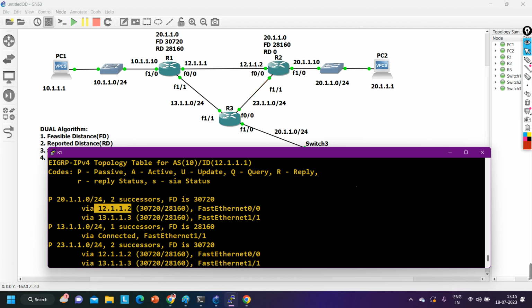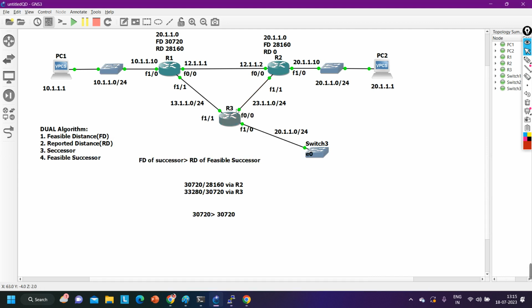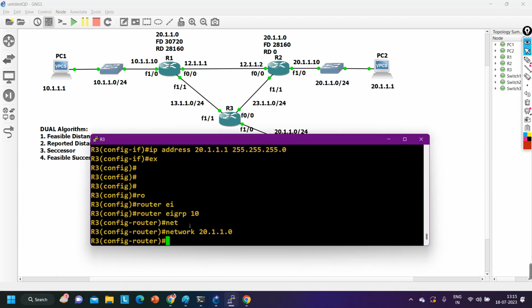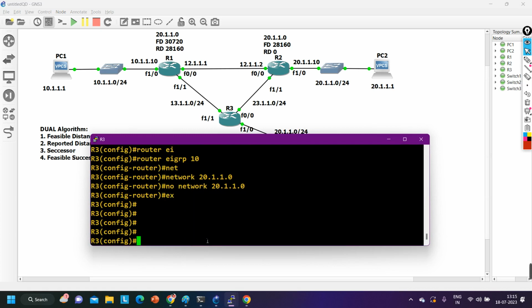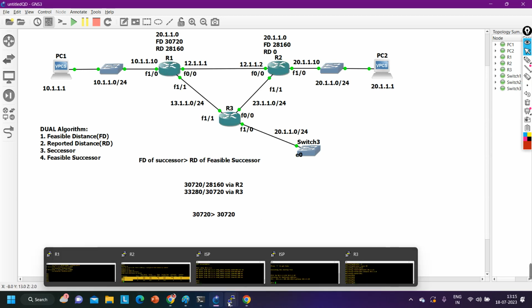Getting my point? See guys, let me do one thing. First of all, I am going to bring down the network which is running on router 3. I'm going to remove this command from here, say no. Now router 3 is not advertising any 20 network, only router 2 is advertising. Done. So again router 1 has two paths: one is via router 2 directly and one is via router 3 to reach the 20 network.